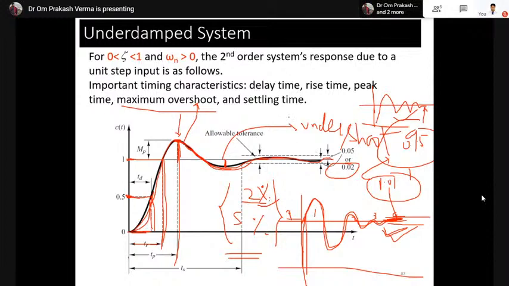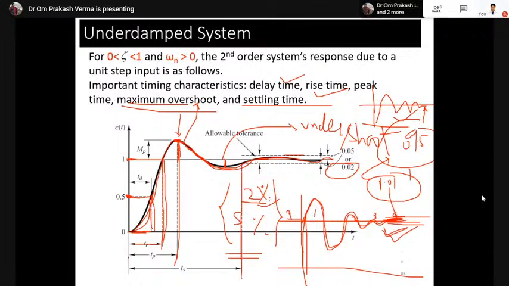The tolerance is defined in the control, the second order underdamped system response. Okay, so till now we have seen what the delay time, the rise time, the peak time, the maximum overshoot, and the settling time are. Now, what is the settling time? When we define the settling time, it means after the three or four cycles, you are visualizing that the curve is going to settle. The time taken to reach this value is defined as the settling time.